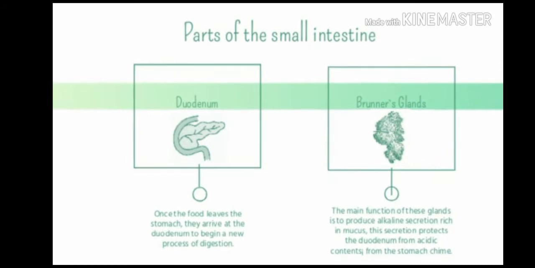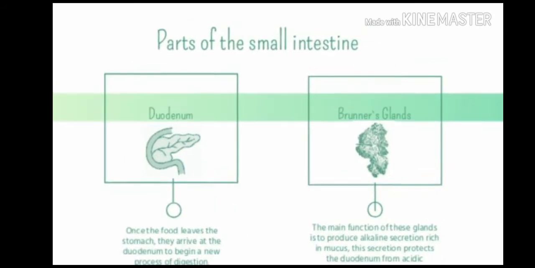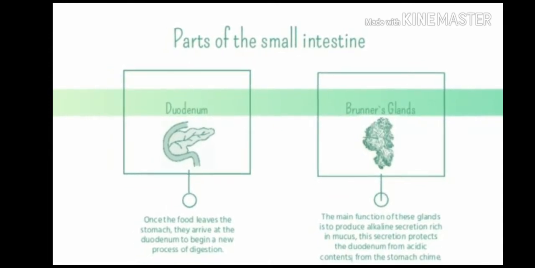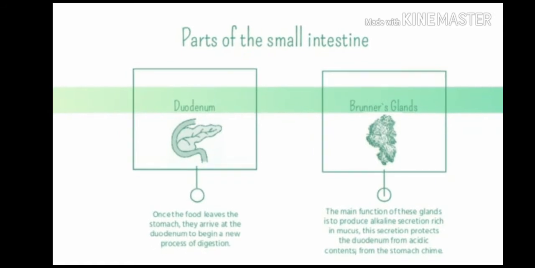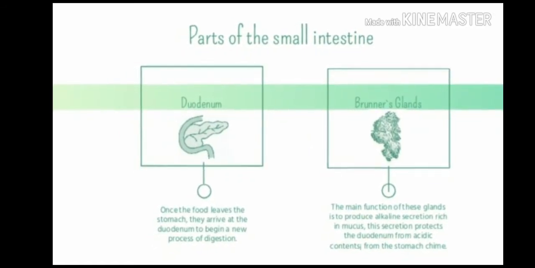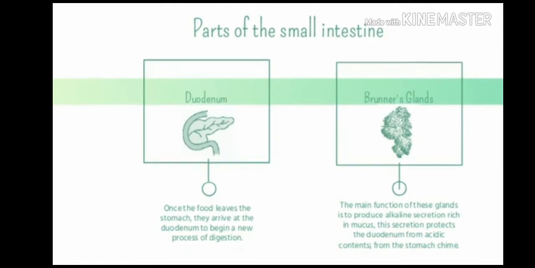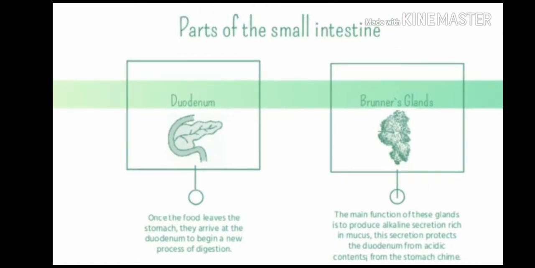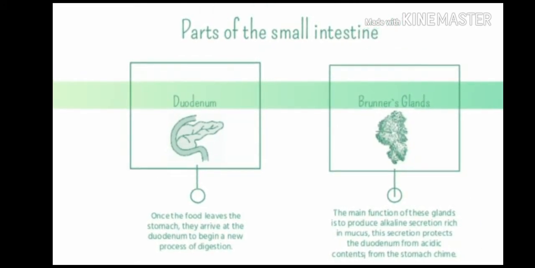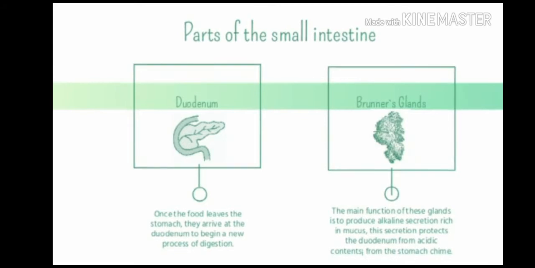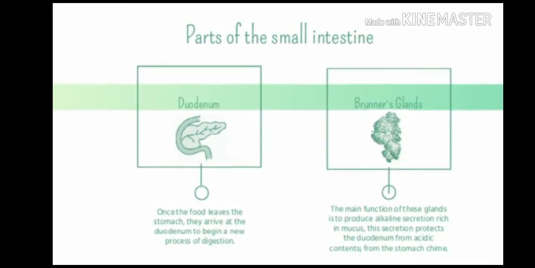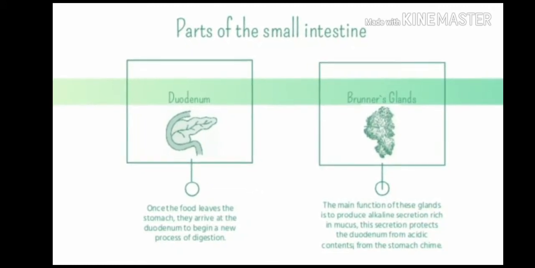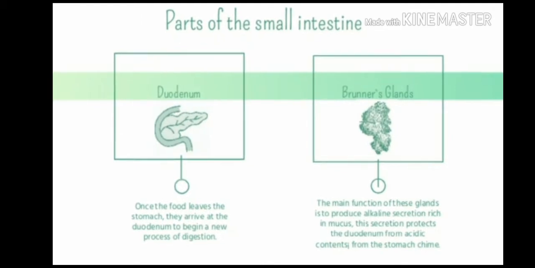Parts of the small intestine. Duodenum. With a length of 25 centimeters, the duodenum makes up the first portion of the small intestine. Once the food leaves the stomach, it arrives at the duodenum to begin a new process of digestion. Brunner glands. These are microscopic tubular glands made up of the submucosa from the duodenum. The main function of the Brunner's glands is to produce alkaline secretion rich in mucus.